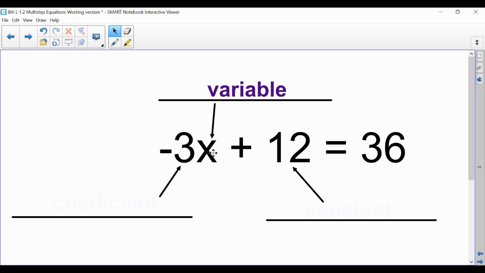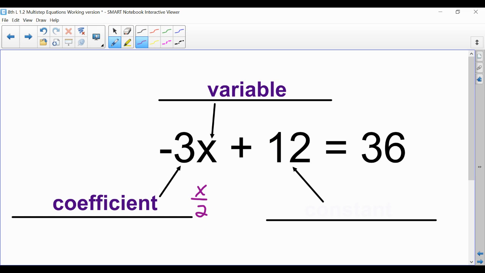The number that's in front of the letter is the coefficient, and that's either multiplied or, if it's written like x over 2, it's divided. And then the number that's just by itself, that's either added or subtracted, is the constant.